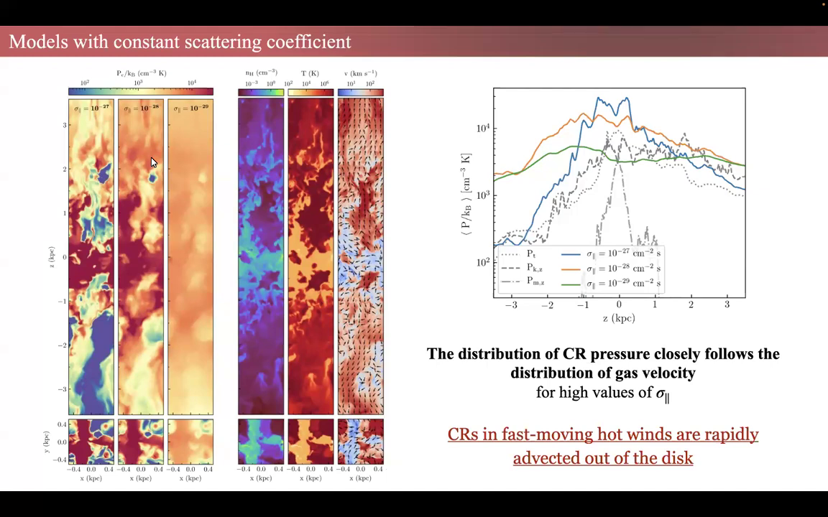Cosmic rays accumulate in the galactic disk and in a few warm clouds at higher latitudes, where the relatively low gas velocity does not facilitate their propagation, while cosmic rays in hot and fast-moving winds are quickly advected away from the plane. And this can be understood looking at this second plot.